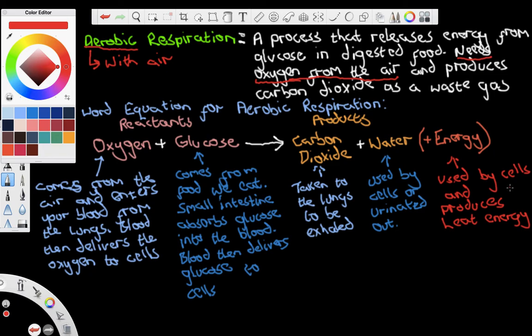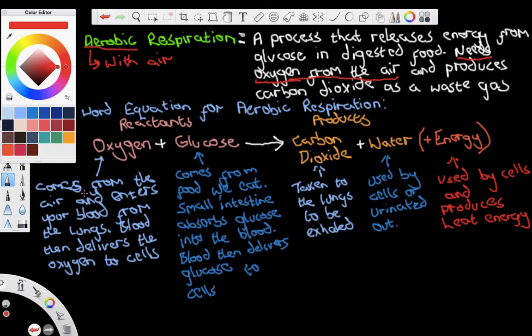So aerobic respiration is a process that releases energy from glucose in digested food. It needs oxygen from the air and produces carbon dioxide as a waste gas. The word equation for it is oxygen plus glucose, arrow, carbon dioxide plus water and energy. The reactants are oxygen and glucose. The products are carbon dioxide and water. Oxygen comes from the air.